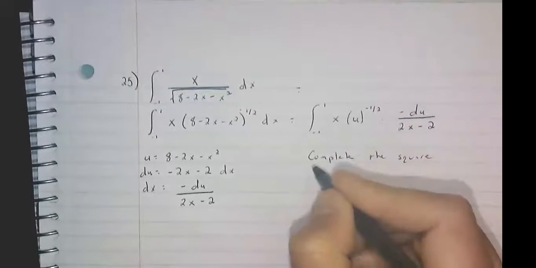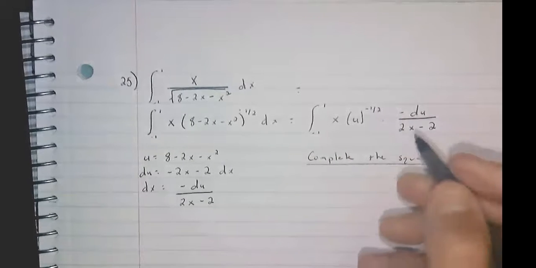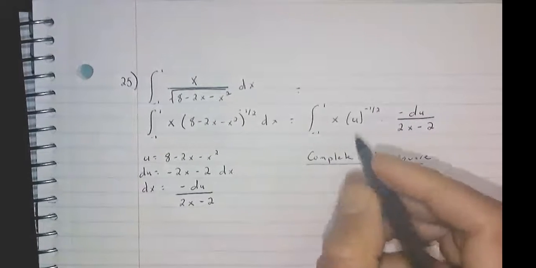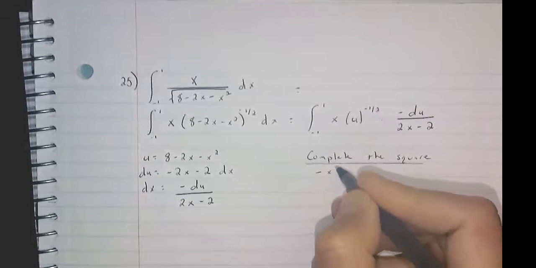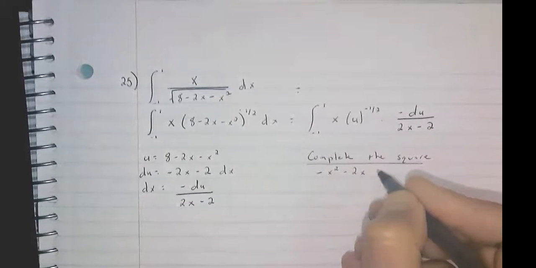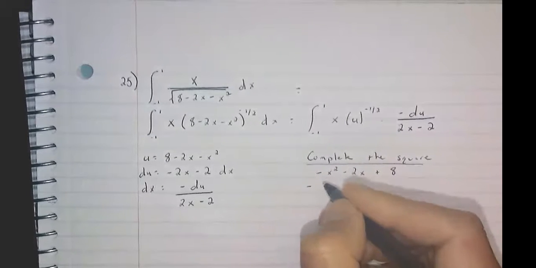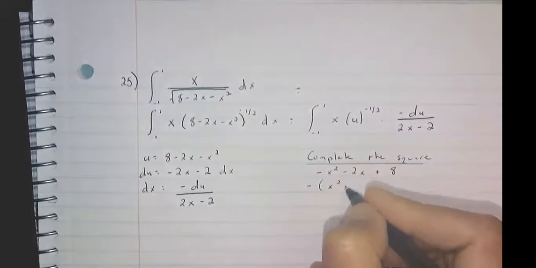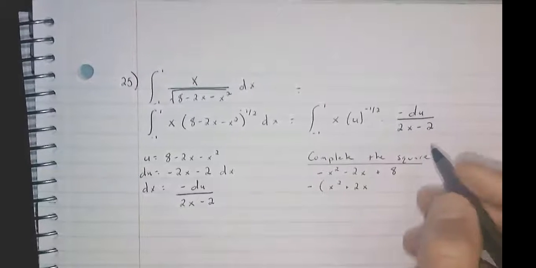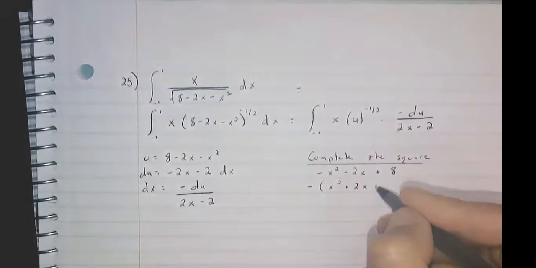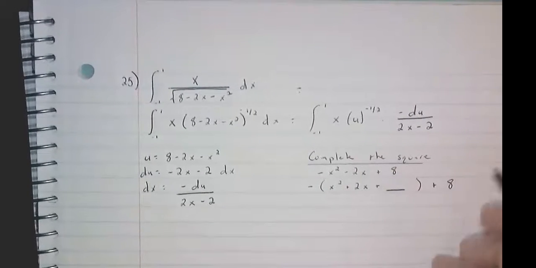Complete the square with negative x squared minus 2x plus 8. We're going to call this negative x squared plus 2x plus something in here plus 8.